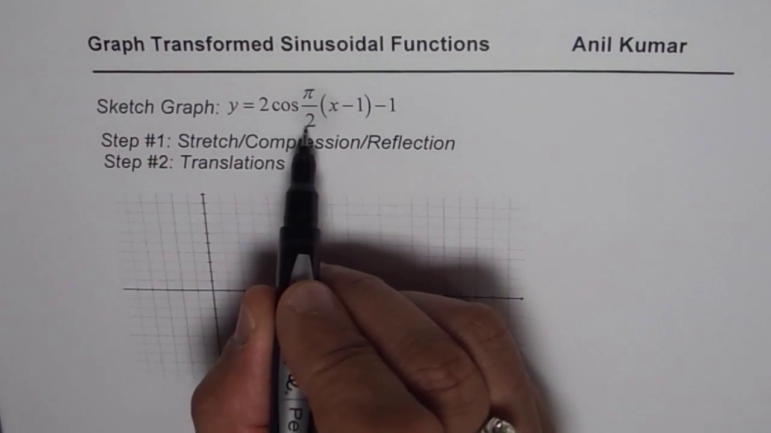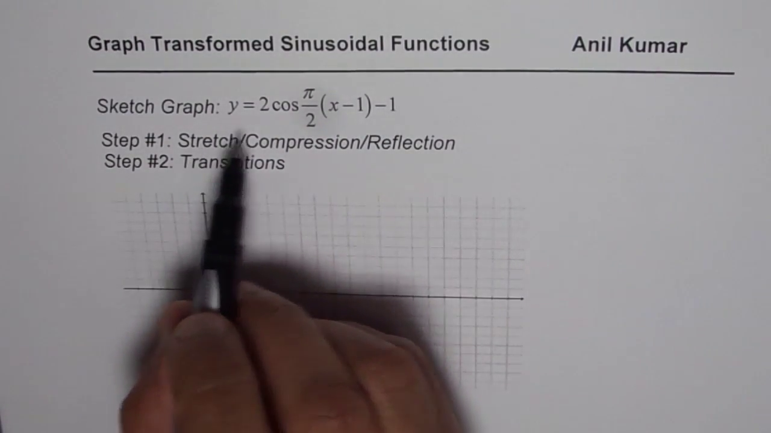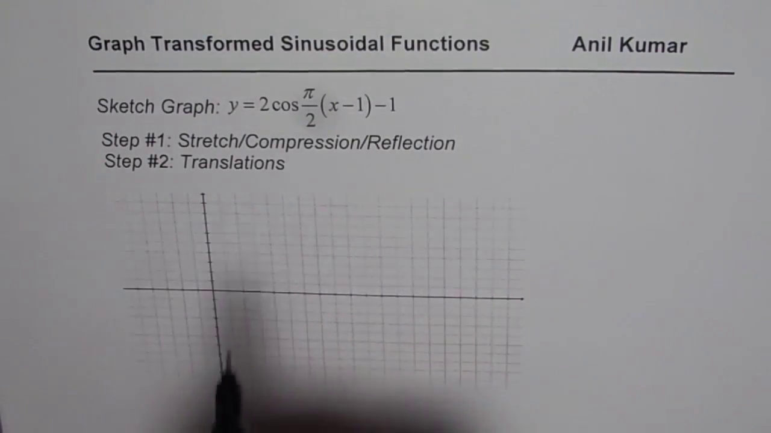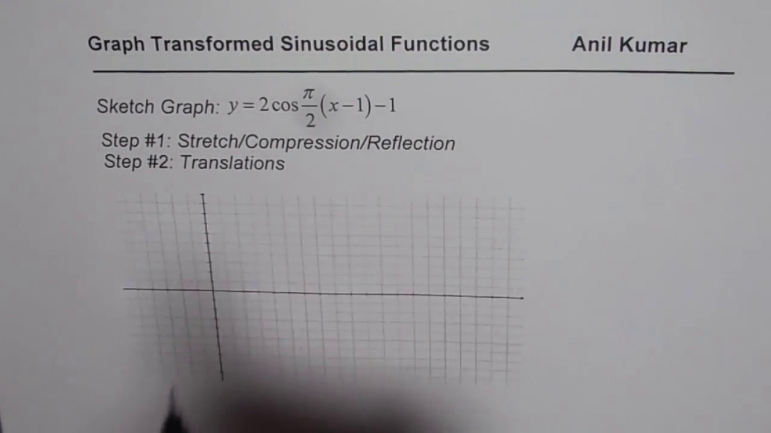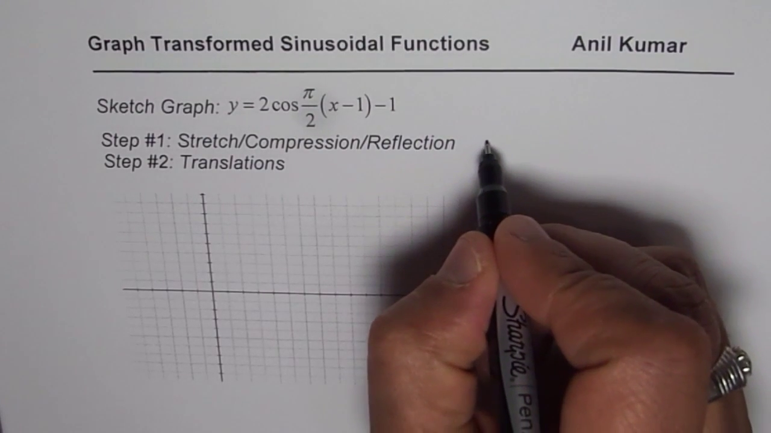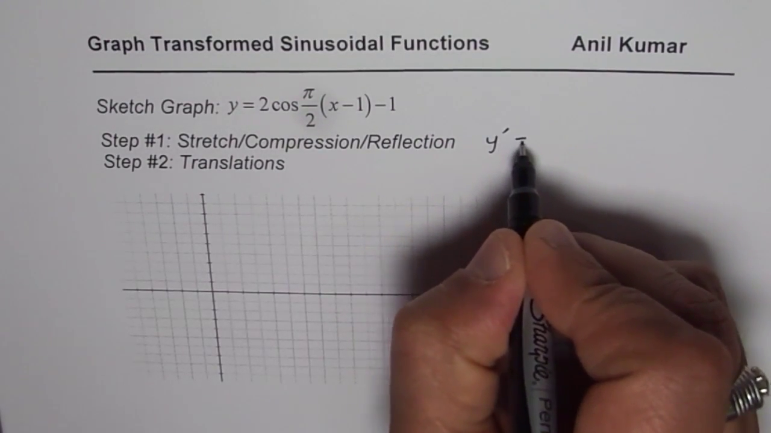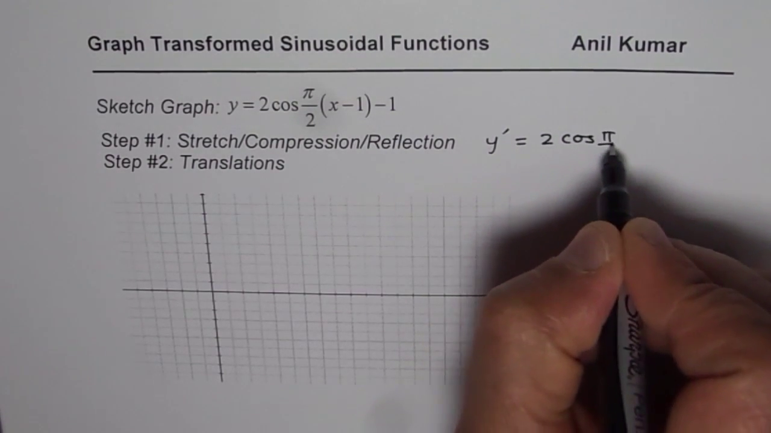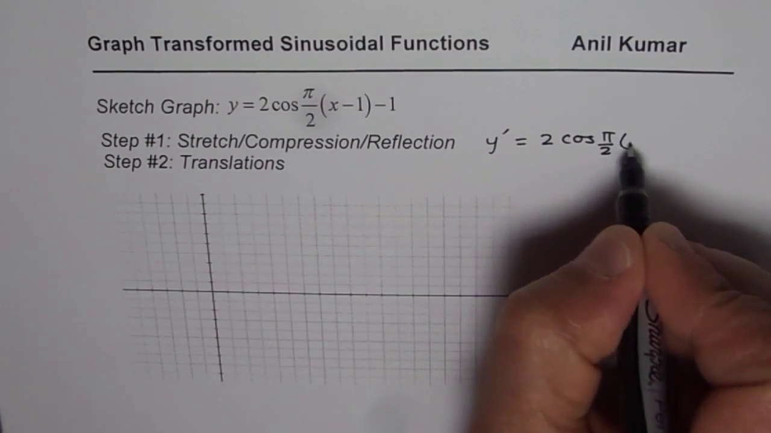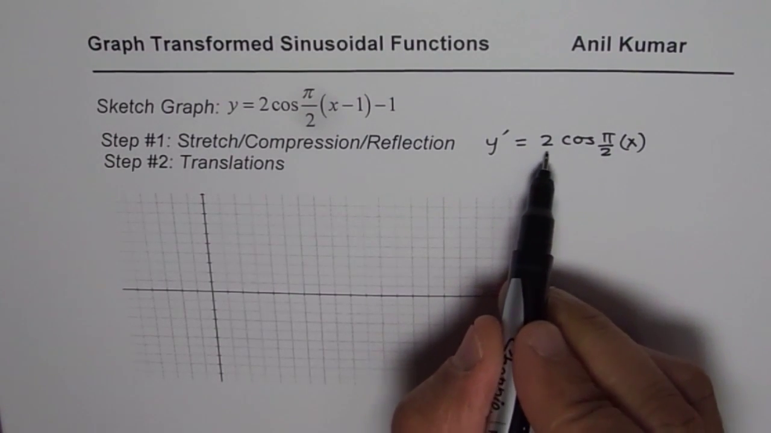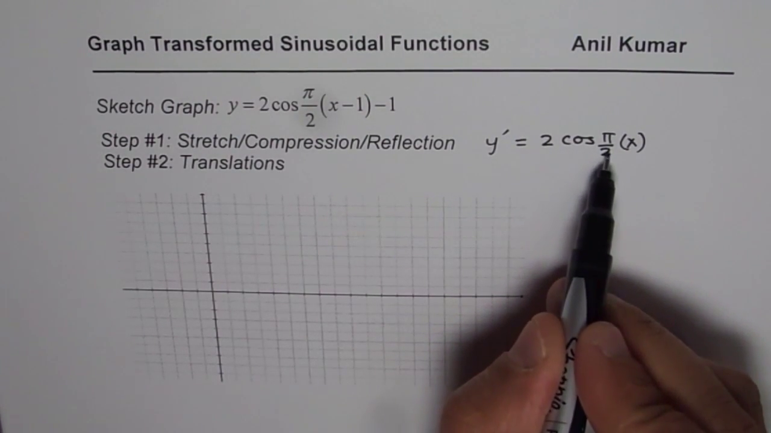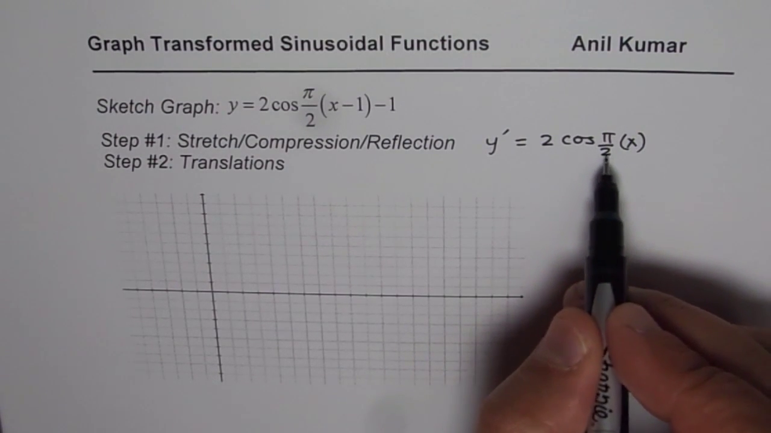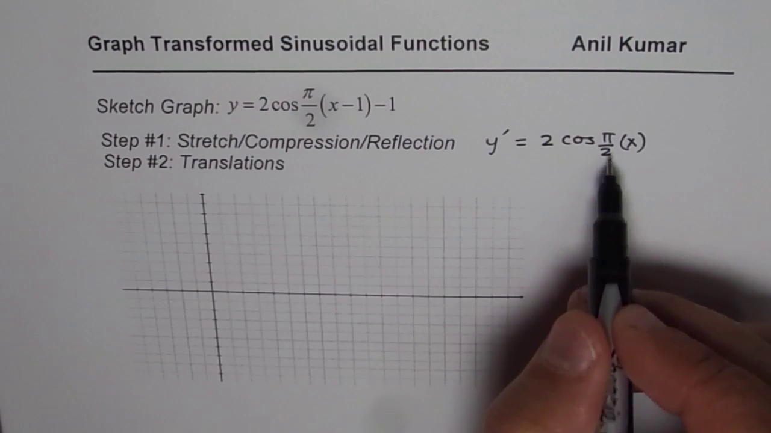So in this particular function, we'll incorporate stretches and compressions in the first graph and translations in the second. That is to say, first I will sketch a graph, let me call it y dash, as 2 cos pi by 2 x. Here we have a vertical stretch of 2, and horizontally we have changed the figure a bit, so we have a different time period. Let us calculate this time period.